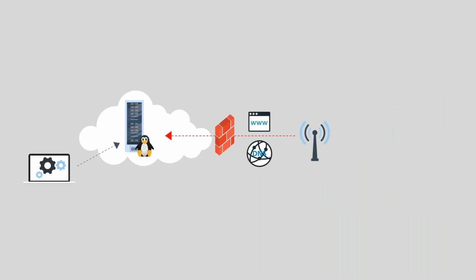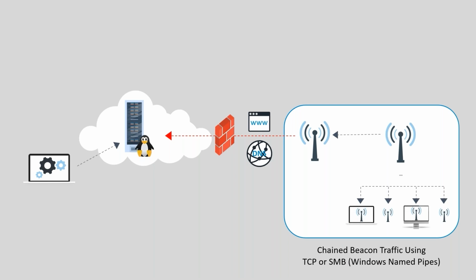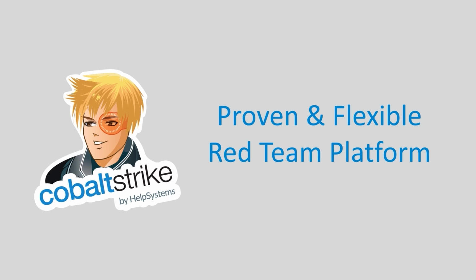Beacon chaining allows multiple beacon targets to be controlled via one or more egress beacons, and peer-to-peer communication between beacons via TCP and SMB provides additional communications flexibility. With Cobalt Strike, red teams have a proven, flexible platform to work from, allowing greater success in adversary simulation.